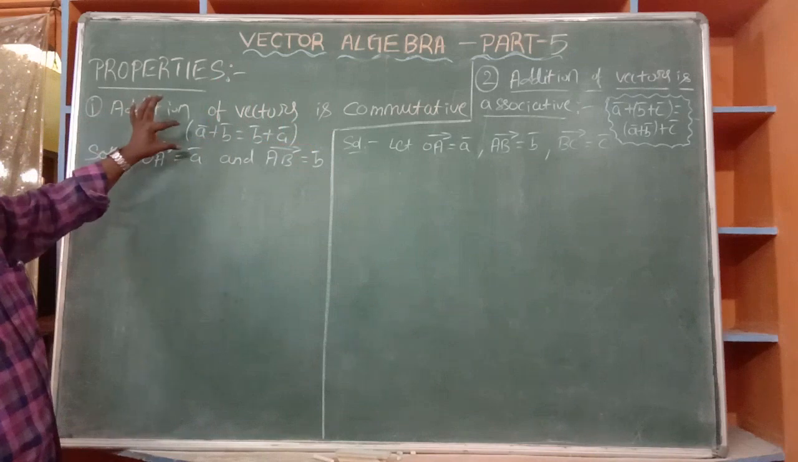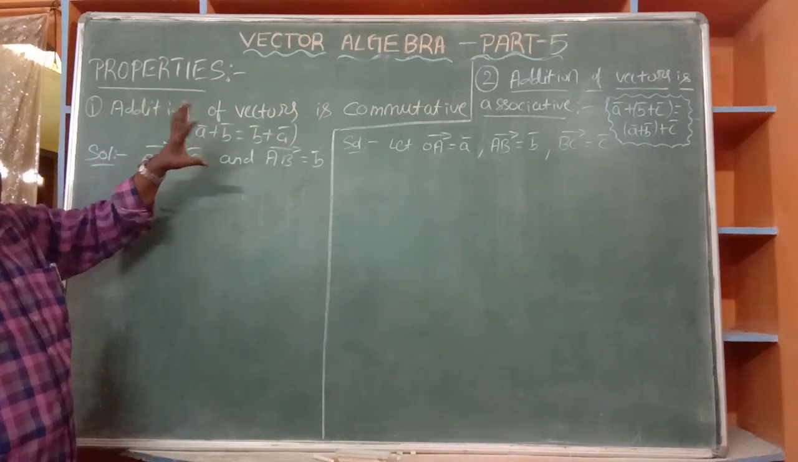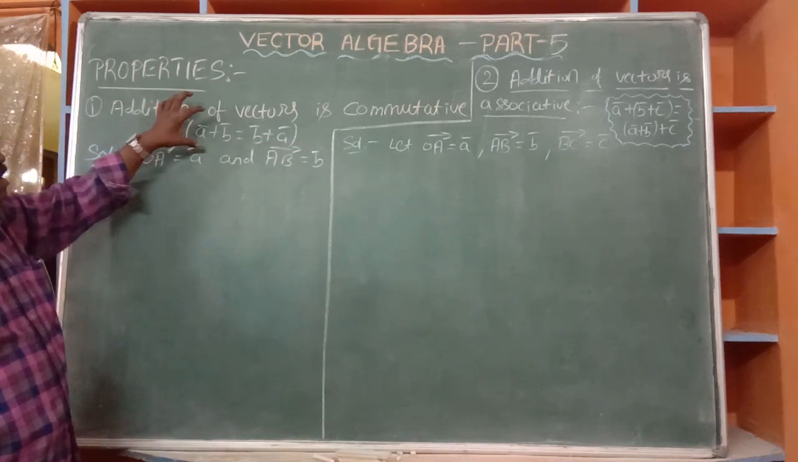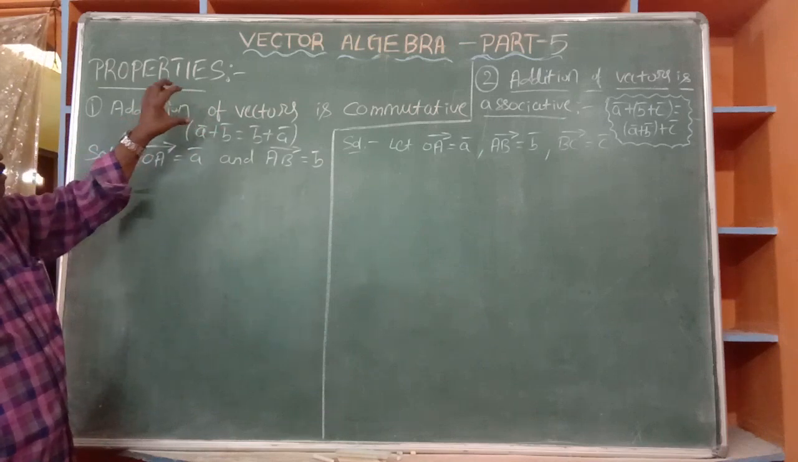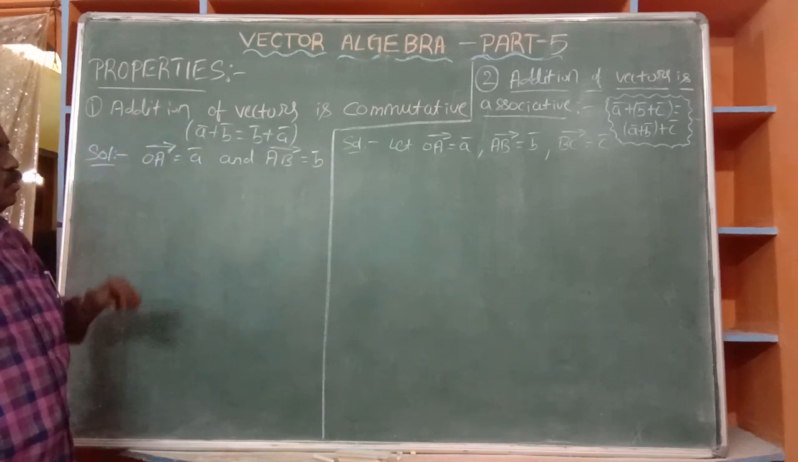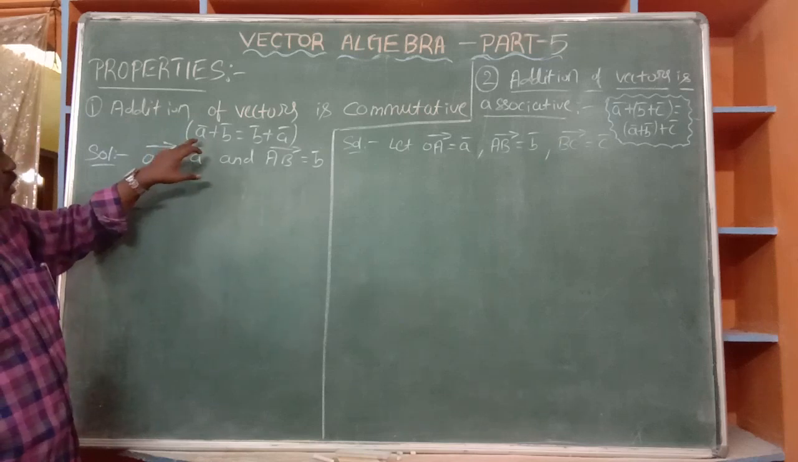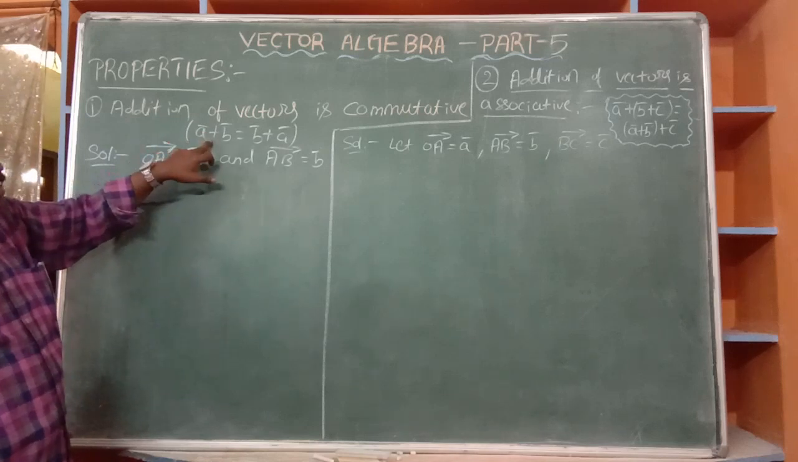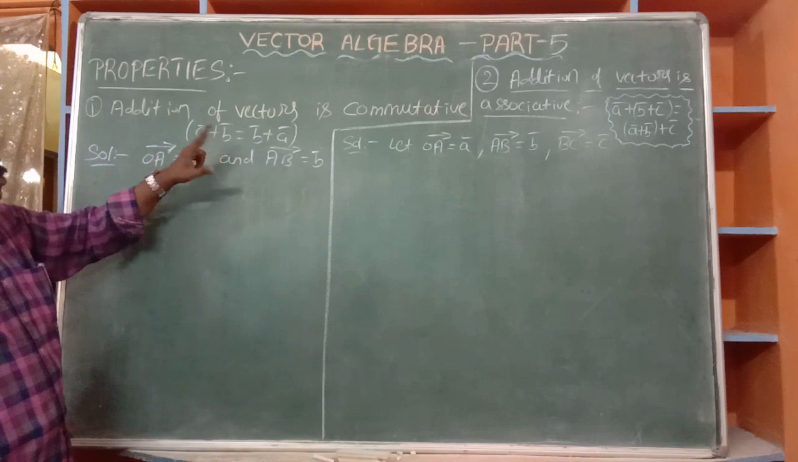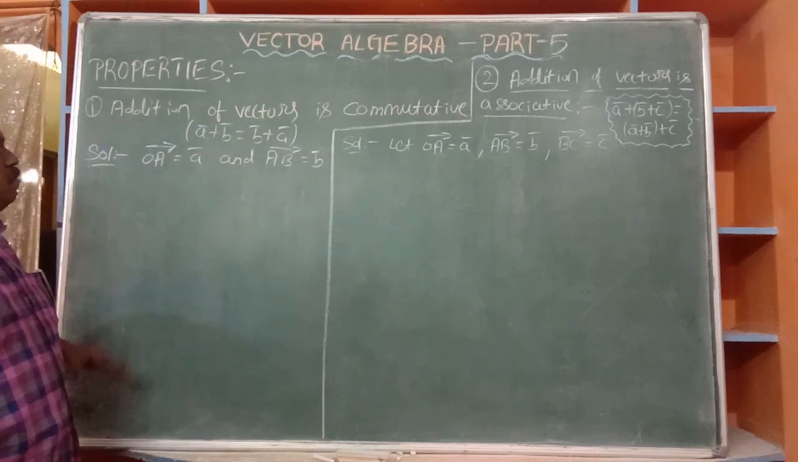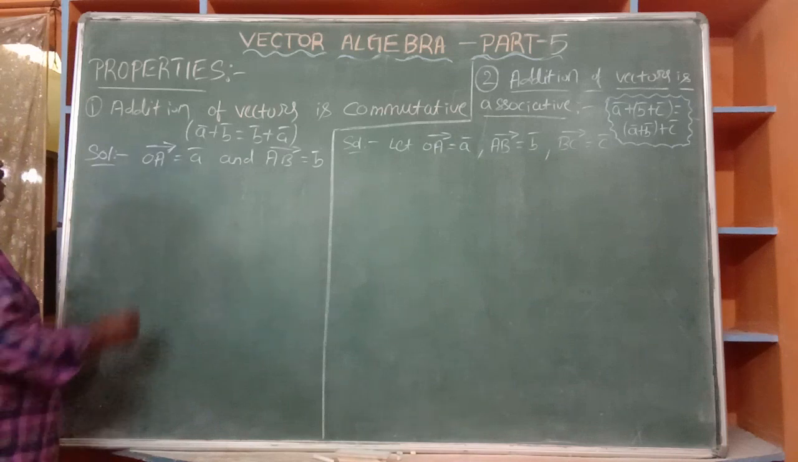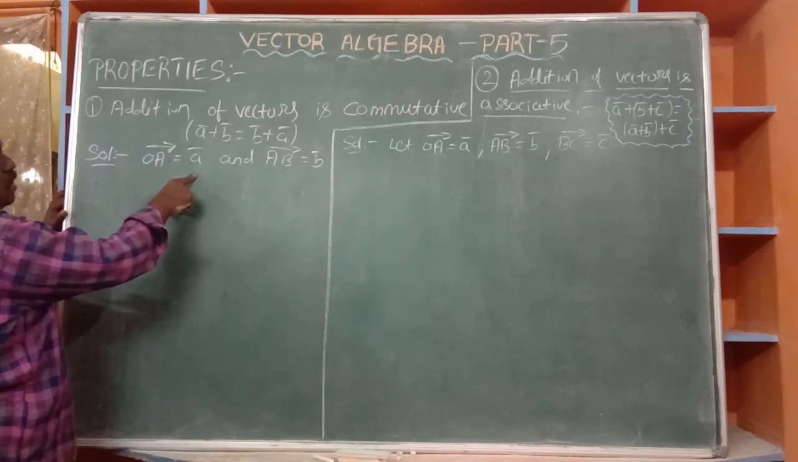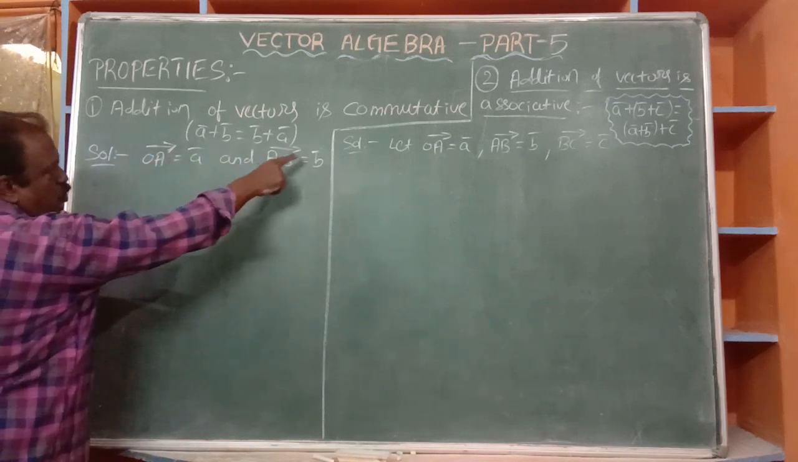In order to prove A bar plus B bar is B bar plus A bar, the vectors also follow, the addition of two vectors follows the commutative law. Commutative law with respect to addition, A plus B is equal to B plus A, like this. But we have to prove that one. You see, let OA bar is equal to A bar and AB bar is equal to B bar.